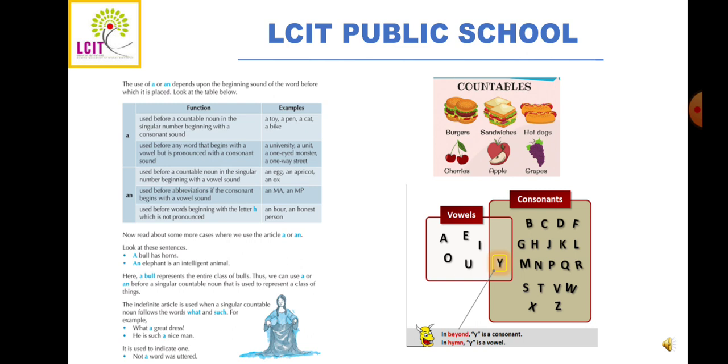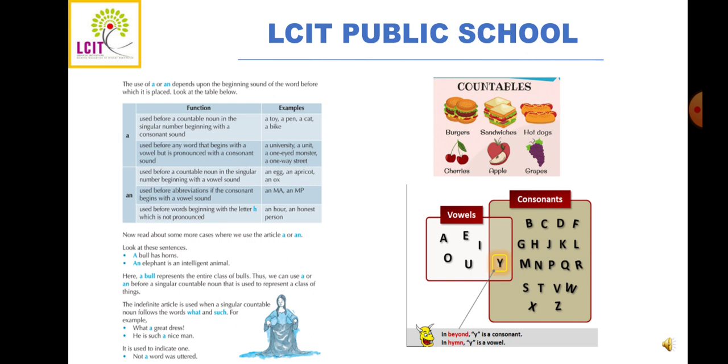Now we are going to see the uses of a or an. The use of a or an depends upon the sound. We know what vowels are and what consonants are. On your screen you can see the second image, vowels. What are vowels? A, E, I, O, U. Those are vowels, and the remaining alphabets are known as consonants. The function and examples are given in your book.